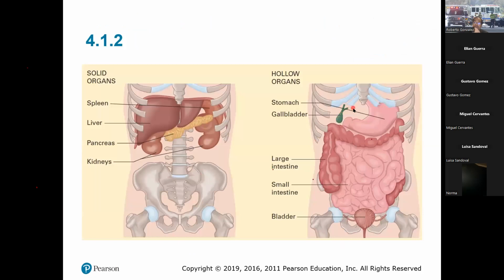And this tube from right here comes in from the liver. This side comes in from the liver, and this one goes into the second portion of the small intestine.